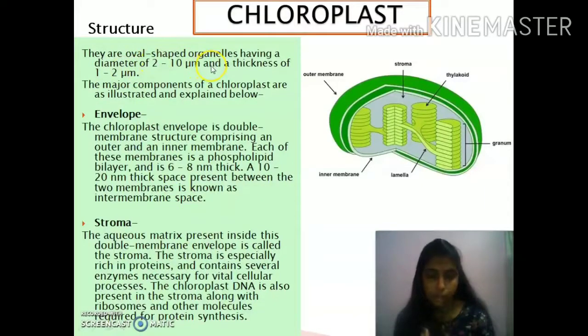Okay, they are generally oval in shape, having a diameter of 2 to 10 micrometer and a thickness of about 1 to 2 micrometer. Clear? Then the major components which constitute the structure of chloroplast are given below. The first one is envelope. Okay, that is the covering of the chloroplast.